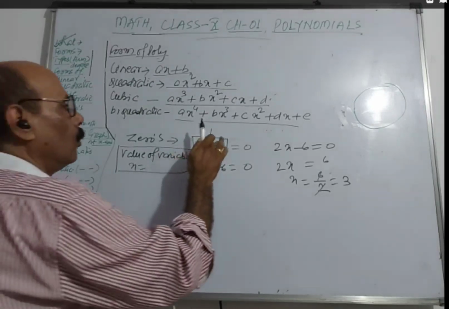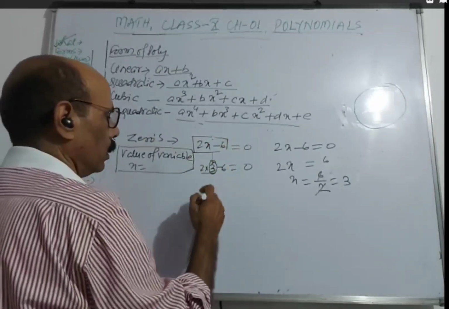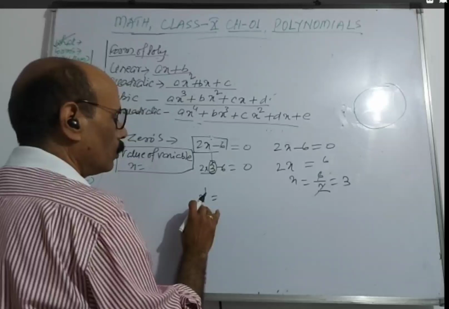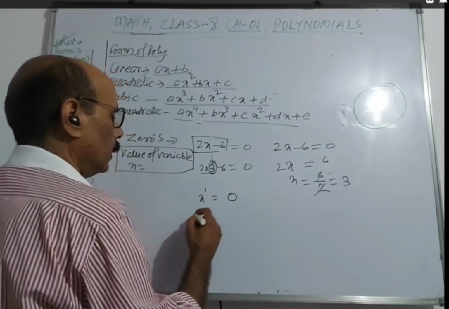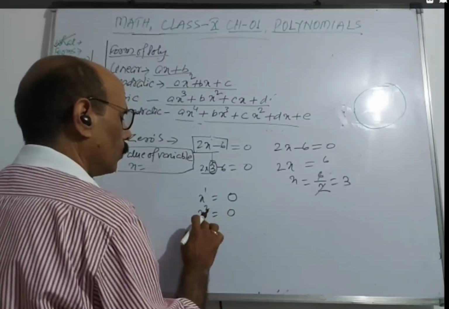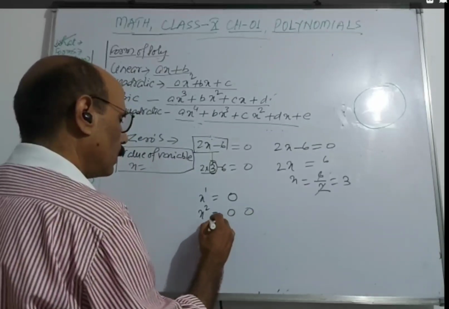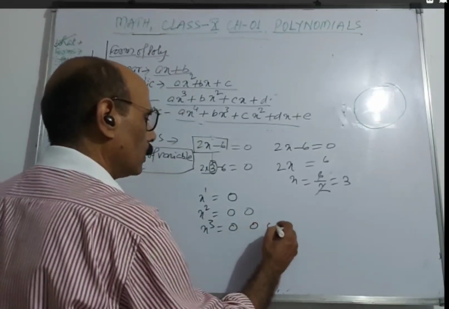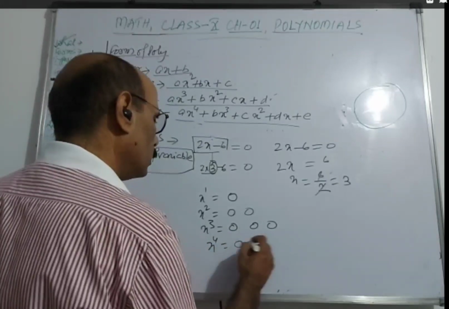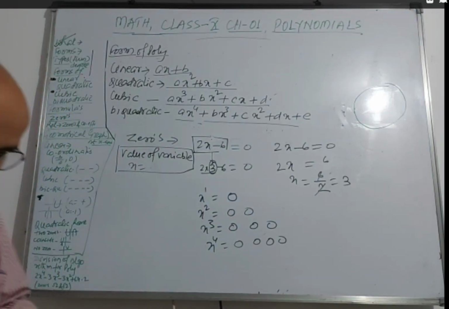Here, how many zeros? Linear: the exponent is 1, linear. So the answer will be only 1 zero. If x to the power 2, quadratic, the number of zeros will be 2. 2 values will come. X to the power 3, the number will be 3. X to the power 4, like this, 4 values means 4 answers will be there. Okay, this you understood. So zeros of polynomial you understood.